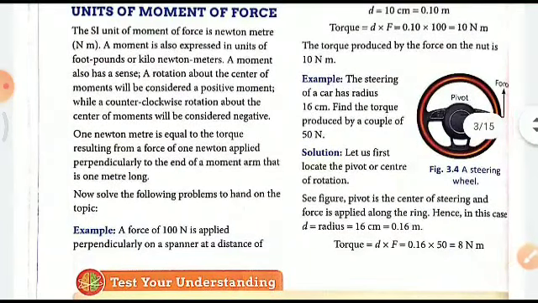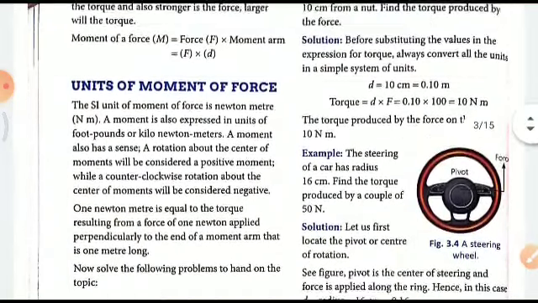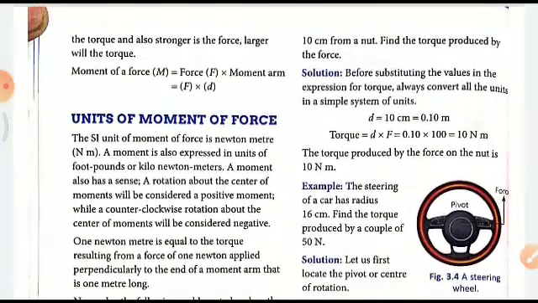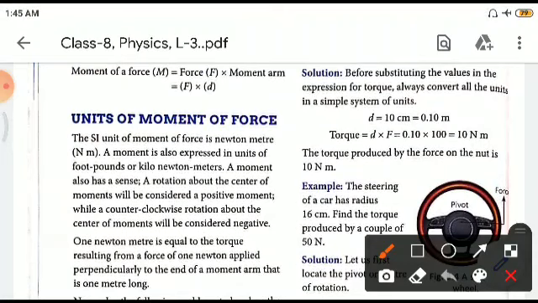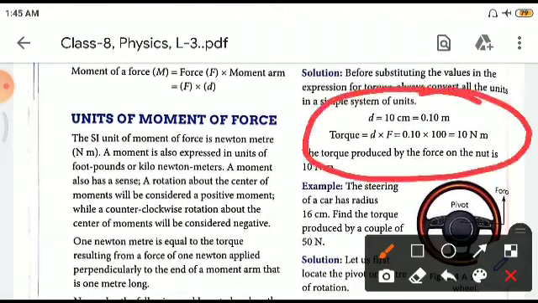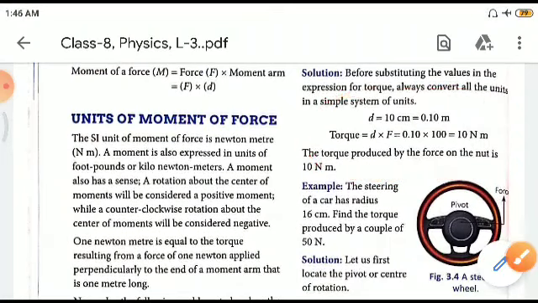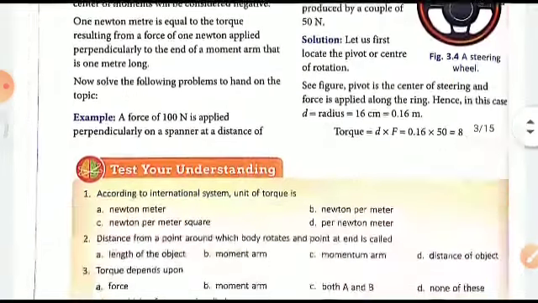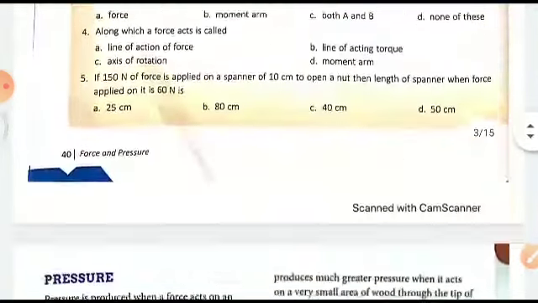See, if a force of 100 Newton is applied on the spanner at a distance of 10 centimeter from it. So see, what has been done here is the distance which was in centimeter has been changed into meter, and then it has been multiplied with the force. And there are a few examples here.